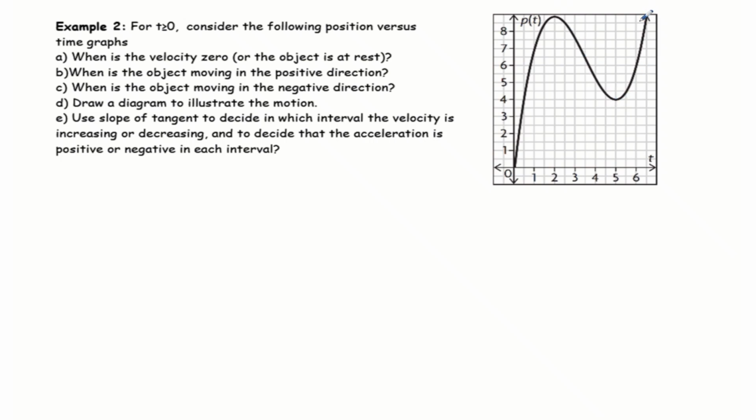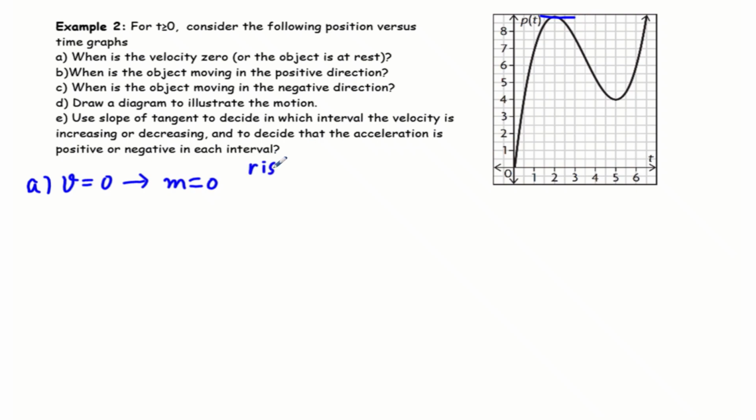This is position. So question A asks you when the velocity equals 0. So the object is at rest. So v equals 0. What it means is the slope of your position time graph equals 0. So we are looking for where the slope is 0. So this slope is positive, positive. This one is 0. No rise.